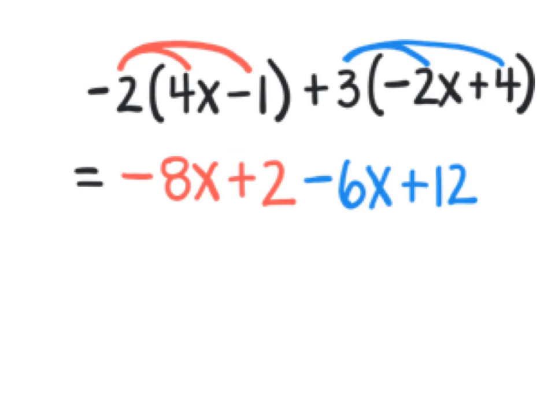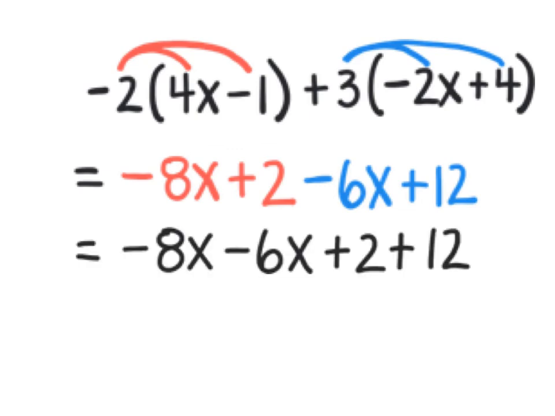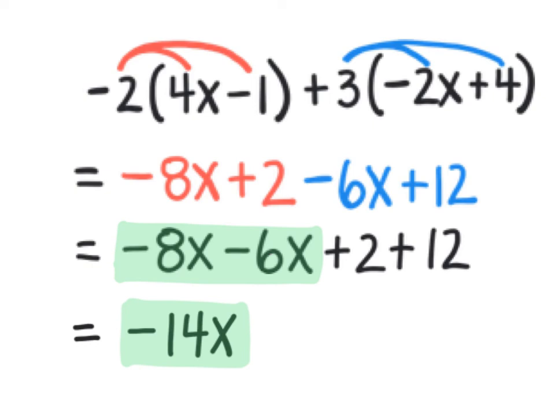From here, we will rewrite the expression so that the like terms are beside each other, and then we can collect them. So negative 8x and negative 6x are going to give us negative 14x, and positive 2 and positive 12 are going to give us positive 14.